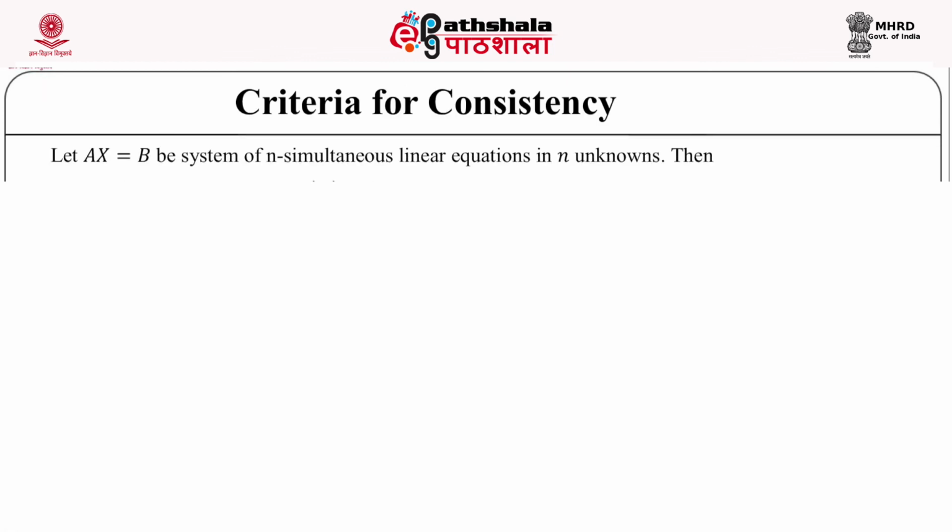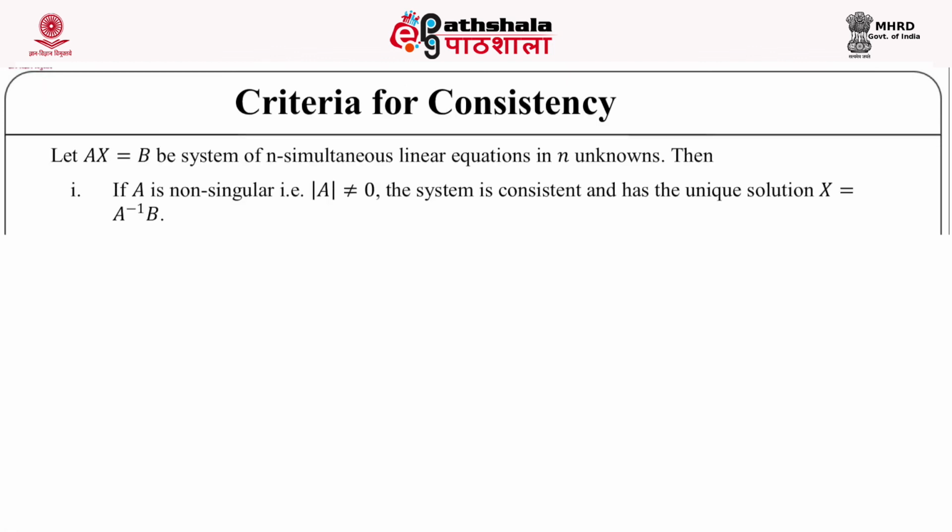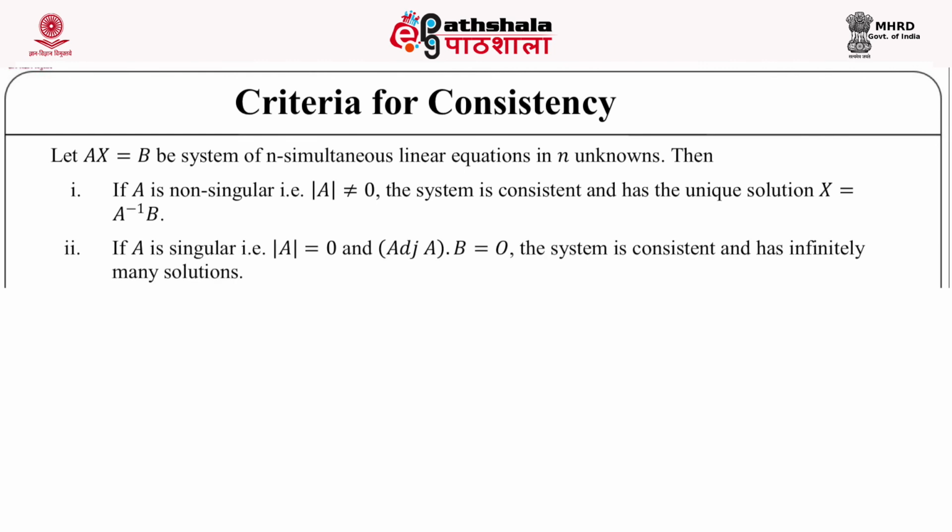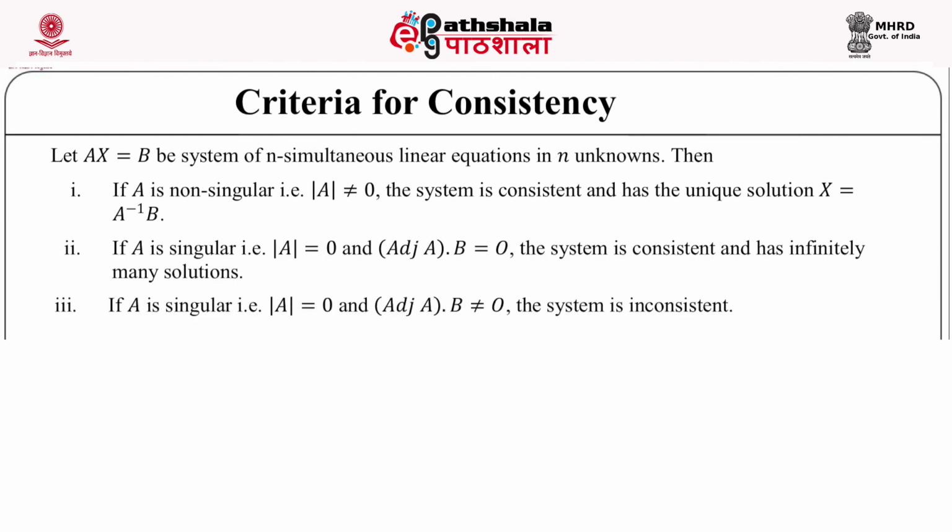Now, the criteria for consistency. Consistency means to check whether the given system has a solution or not. Let Ax equal to B be a system of n simultaneous linear equations in n unknowns. Then, first of all, if A is non-singular, then determinant of A will be non-zero, the system is consistent and has a unique solution which is given by x is equal to A inverse B, which we have already proved.